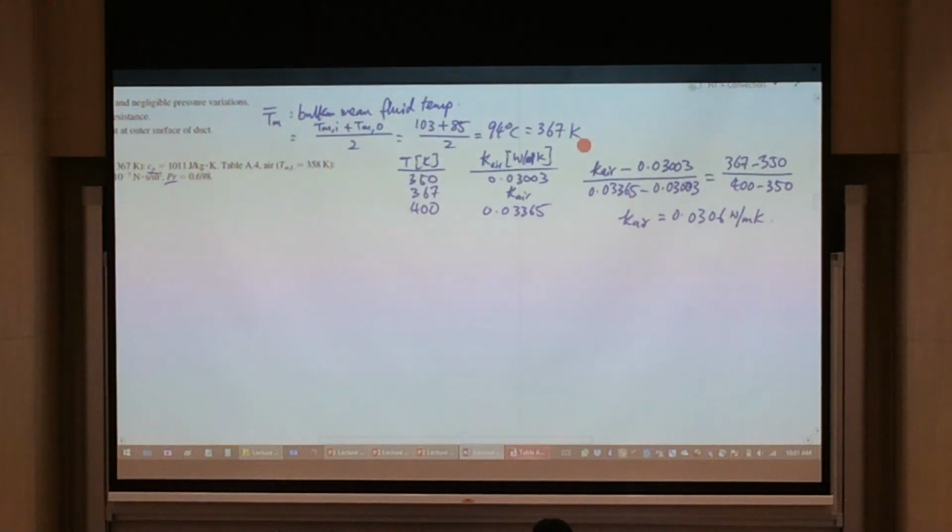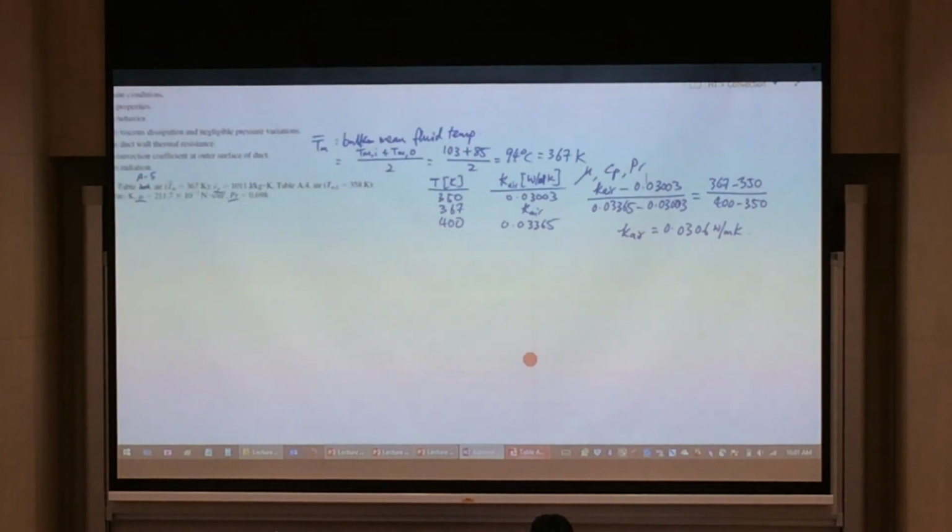You can do the same for your kinematic viscosity, the same for your specific heat capacity, and the same for your Prandtl number. Usually, each of these interpolations is worth 1 mark. So please do your interpolation well, and do it in such a way that you're so good at it you just need a split second to do the interpolation. Don't waste too much time writing it out nicely. You need that skill.